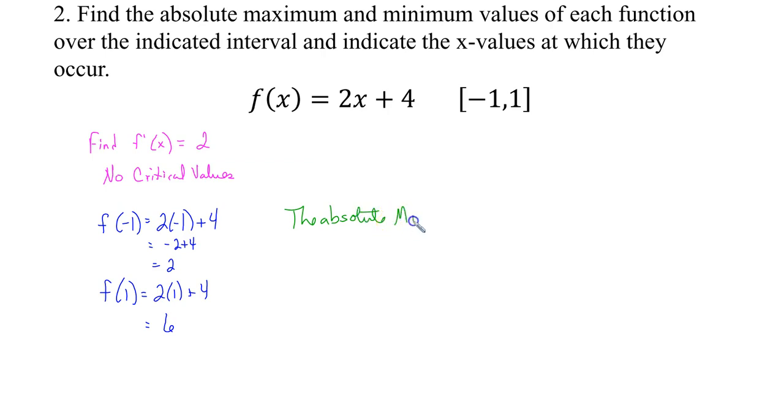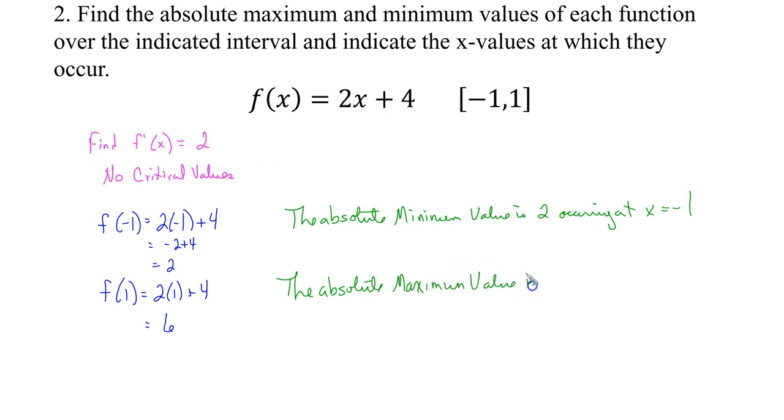the absolute minimum value of this function is 2, and it occurs at x equal to -1. So we're going to make this nice statement here. And then we can say that the absolute maximum value of this function is 6, and it is occurring at x equal to +1. So be really careful here. These still occur at the x values, but the minimum and maximum values are the actual y values.